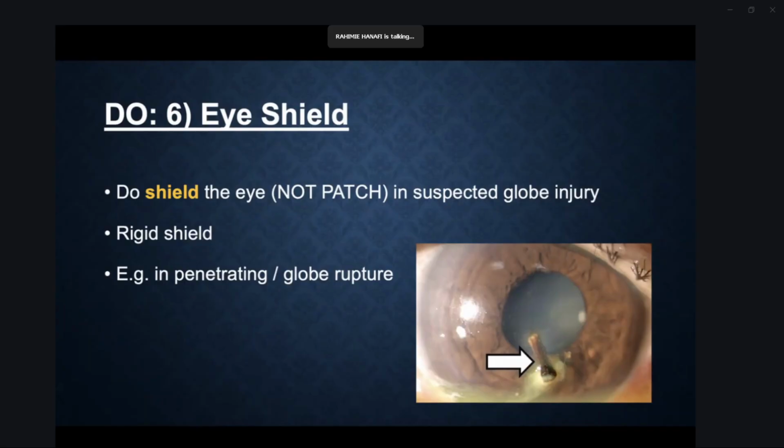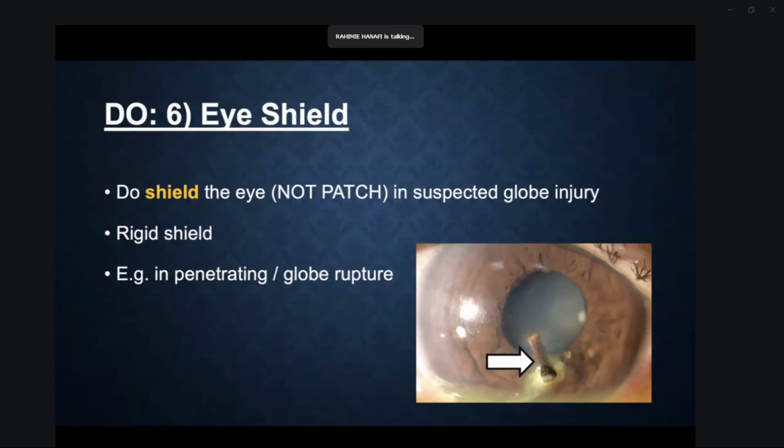I had a patient a few years ago who went fishing with his friend, and when his friend cast the fishing line, the hook hit his eye. He came in without any eye shield, and of course there was an entry wound, and then there was more than one exit wound, because no protection was done.